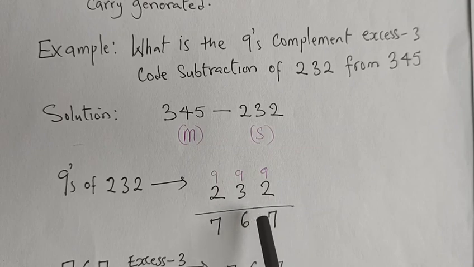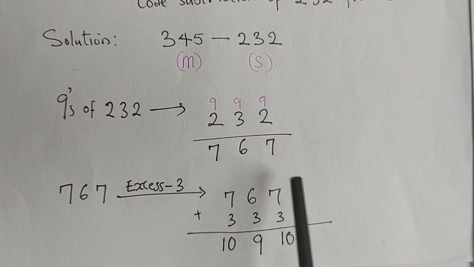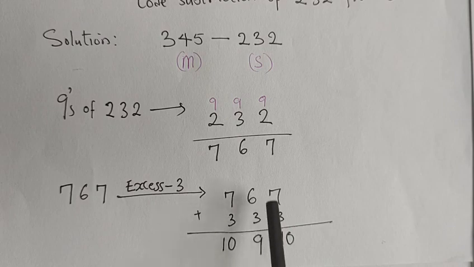Now the next step says that we need to take the excess 3 code for 767. So we add 3 to each and every digit in this number. We have 7 plus 3, 10, 6 plus 3, 9, 7 plus 3, that is going to give us 10. Alright, that takes us to the next step.